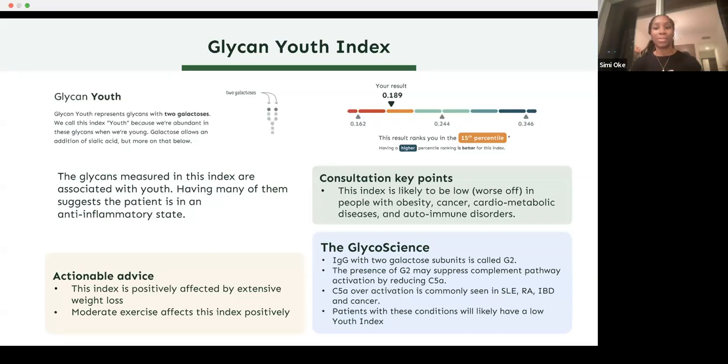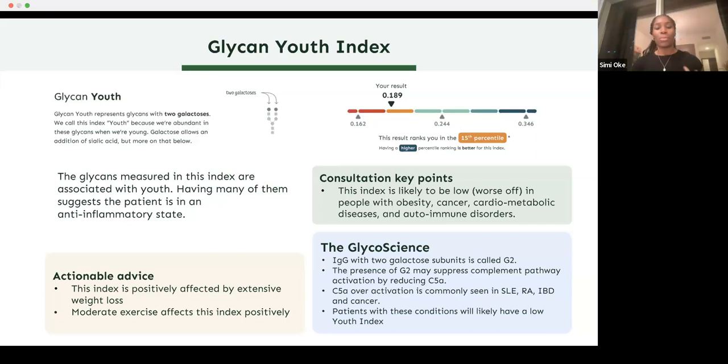What we know in particular is that Glycan Youth is affected by extensive weight loss. We see this one change a lot when people go through the weight loss process, but moderate exercise also affects this index positively.